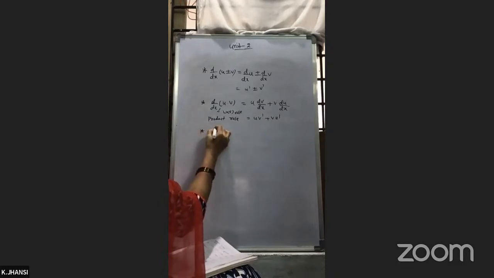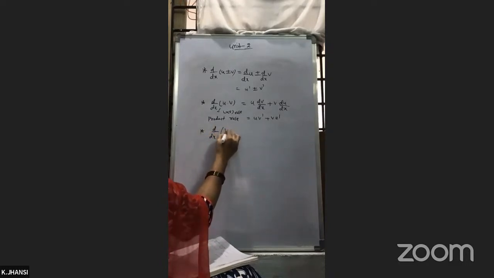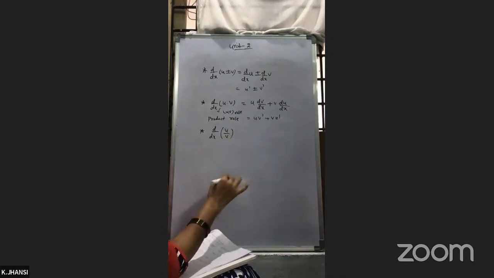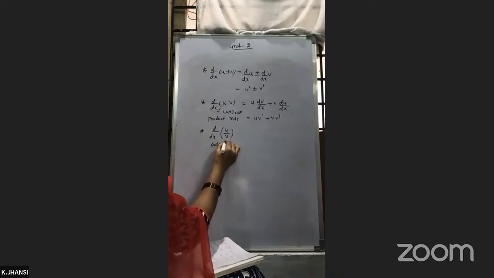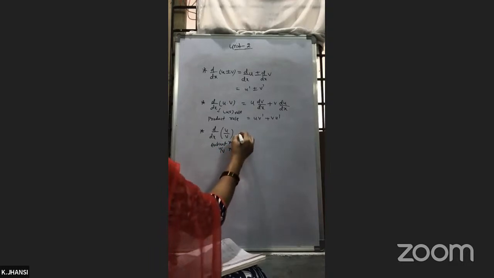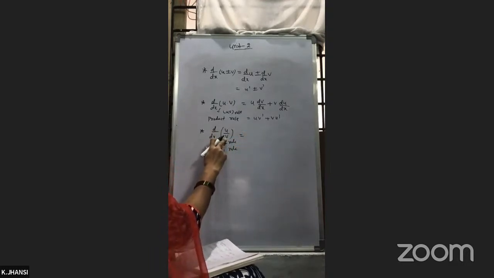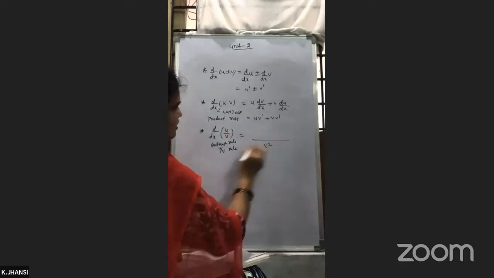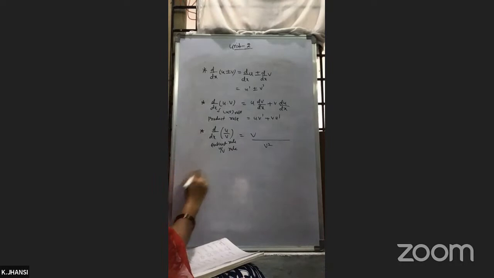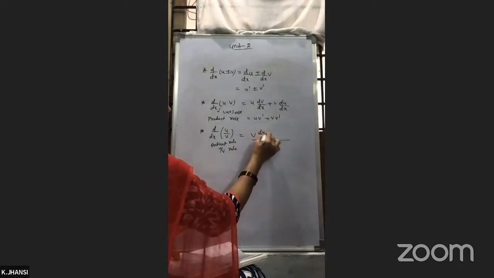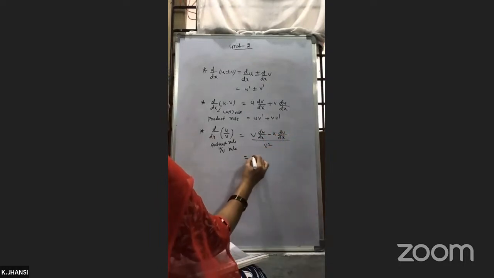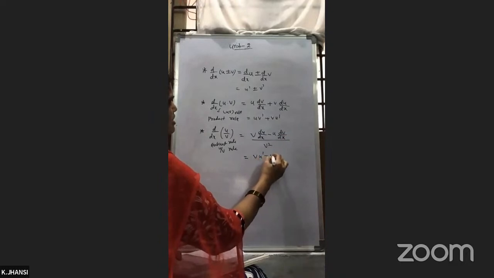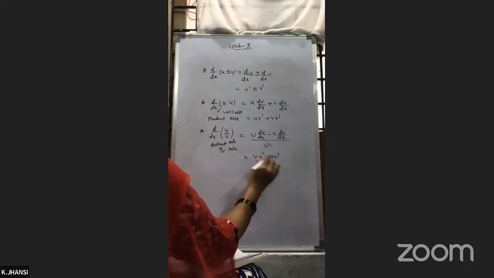Next one is d by dx of u by v. This is the u by v rule, or we call it the quotient rule, anything. You remember this one: whatever is in the denominator, that squared. In the numerator, keep the same one constant into du by dx, minus u into dv by dx. This is the formula, that is v into u dash minus u into v dash, by v square.